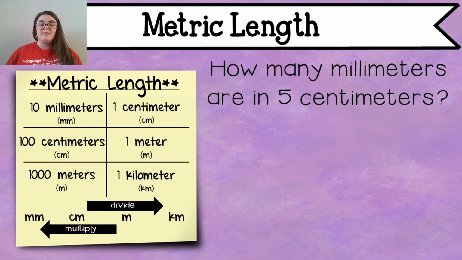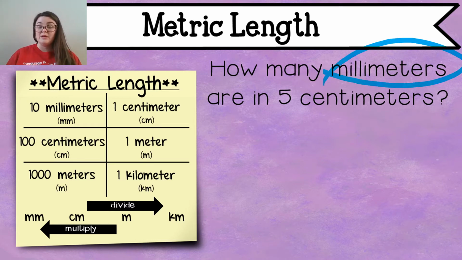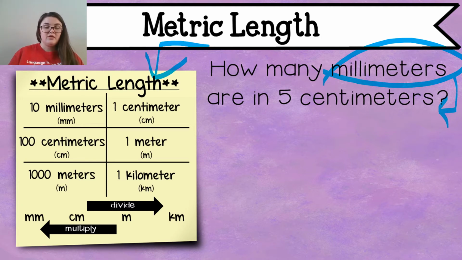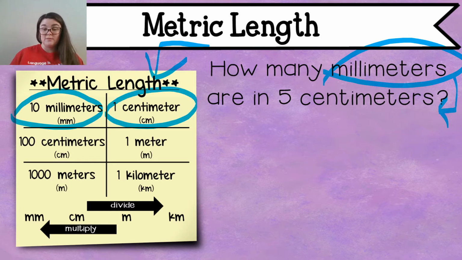When we're talking about measuring length, we can ask how many millimeters are in 5 centimeters. This is where we learn to convert different units. So before we can figure out how many millimeters are in 5 centimeters, we have to remind ourselves how many millimeters are in 1 centimeter. So let's look at our chart over here to help us. There are 10 millimeters in 1 centimeter.